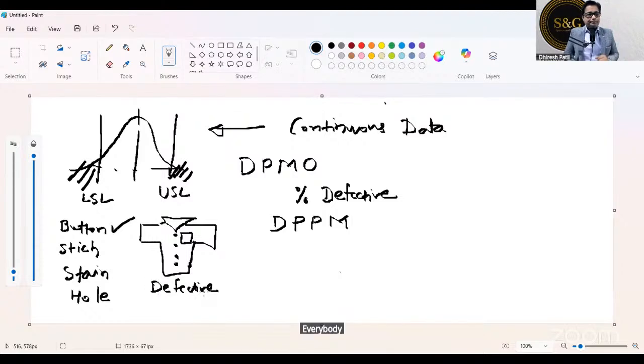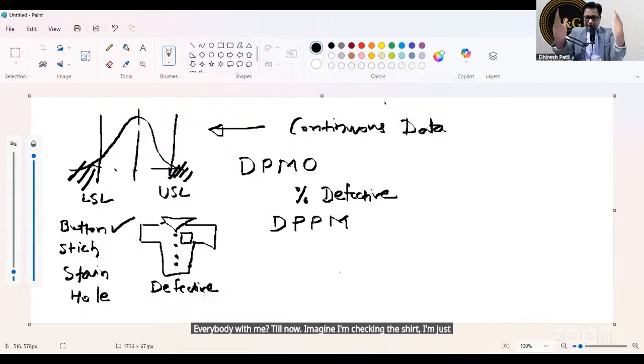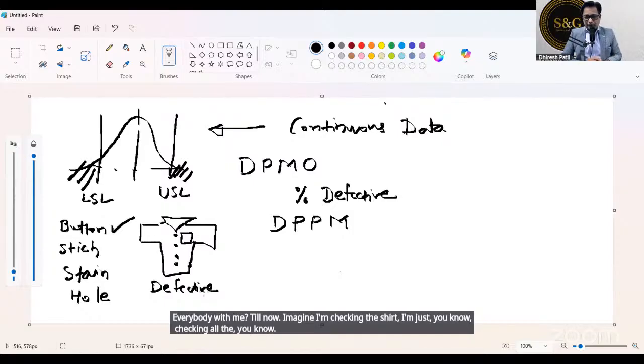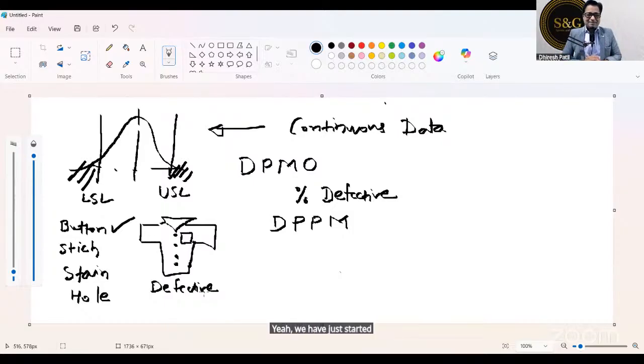Everybody with me till now? Imagine I'm checking the shirt. I'm just checking all the... Yeah, Krish, we have just started, so it's absolutely okay. Are you understanding this? Just give me a quick yes in the chat box.